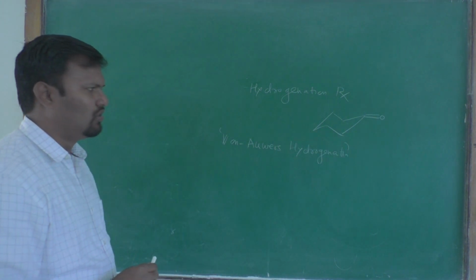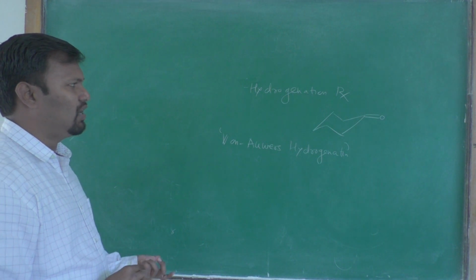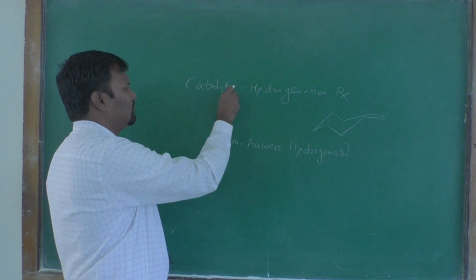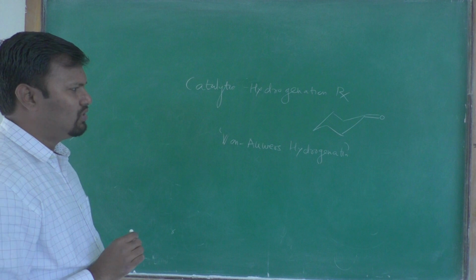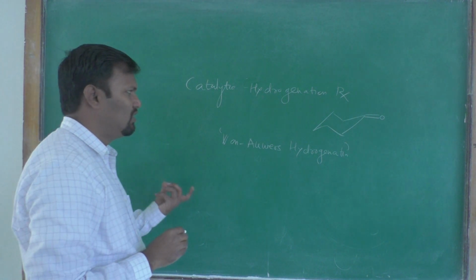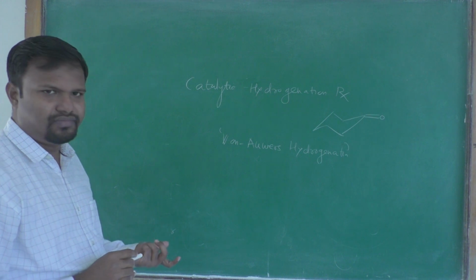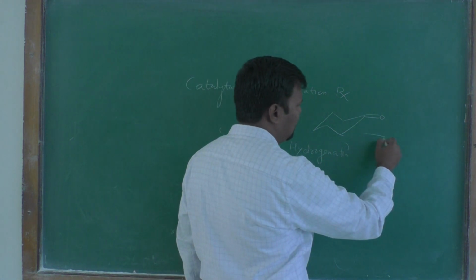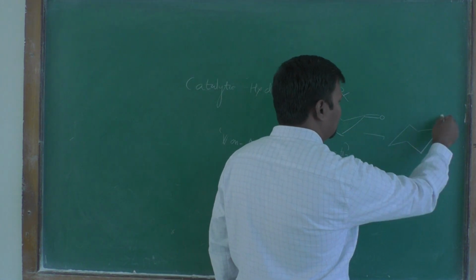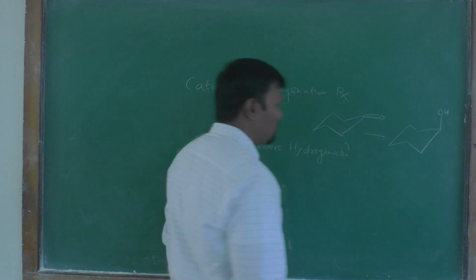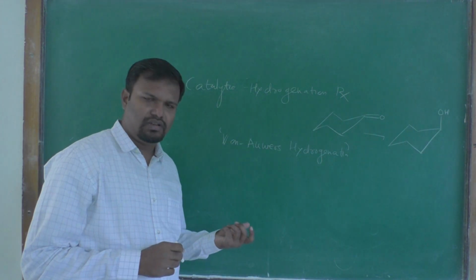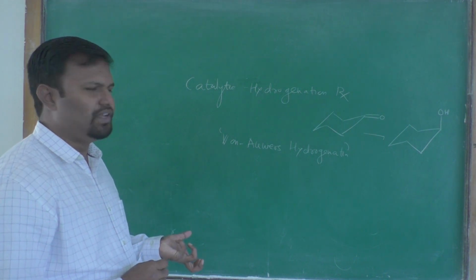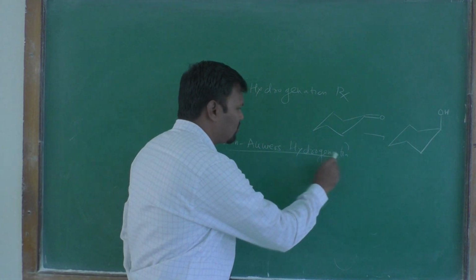According to this, we will do the catalytic hydrogenation. During the catalytic hydrogenation, acid is used as a catalyst. Preferentially you obtain the axial OH on cyclohexanone. OH should be at the axial position when catalytic hydrogenation takes place. That rule is the von Auwers rule for hydrogenation.